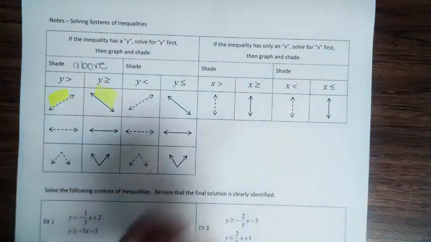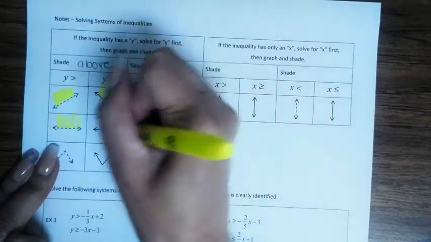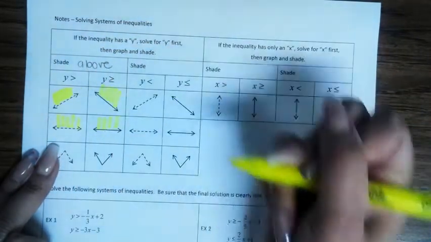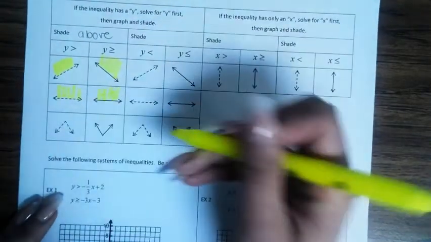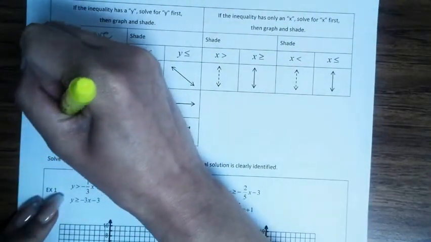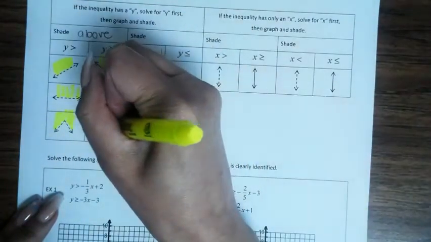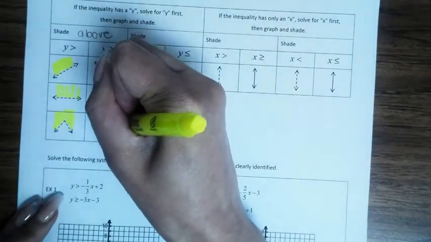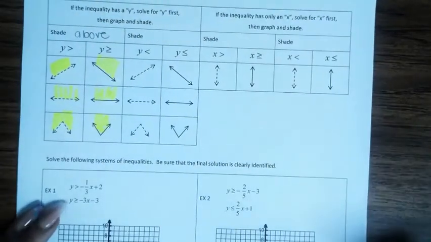So that's the difference. If you have a situation like this, it's going to be here, it's above this one, here you have your above section. If you have something like this, you have all this area that is on top of it. If you have a situation like this, it's going to be all this area and your boundary is going to be those lines.